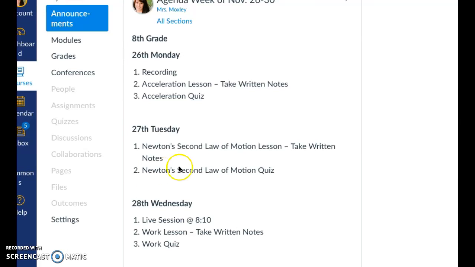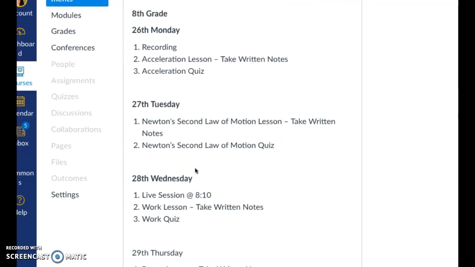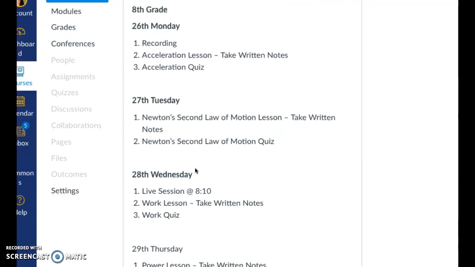What I've got on the screen here is the agenda, and you guys of course can find this in the announcements. You've got your recording for today, which is the acceleration lesson and quiz, and we're going to take a look at the acceleration assignment that's in the acceleration lesson. This week you'll have an assignment with each lesson that's embedded in the lesson. I want you to do those assignments for practice.